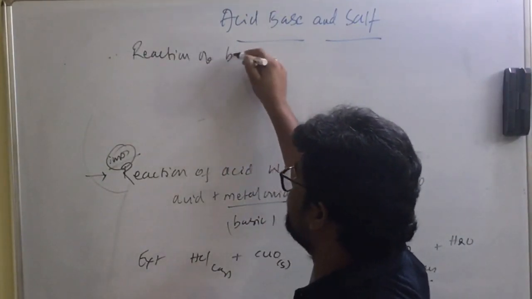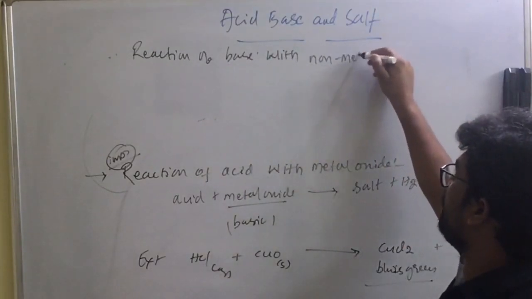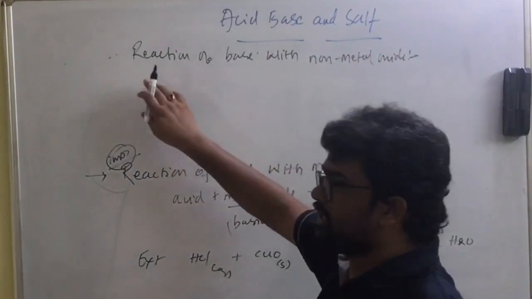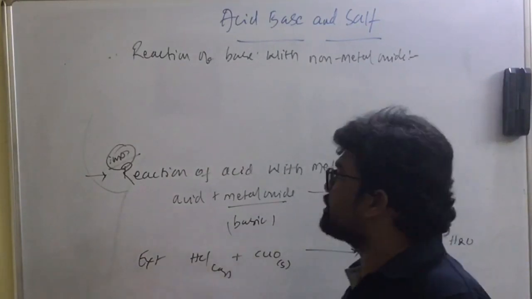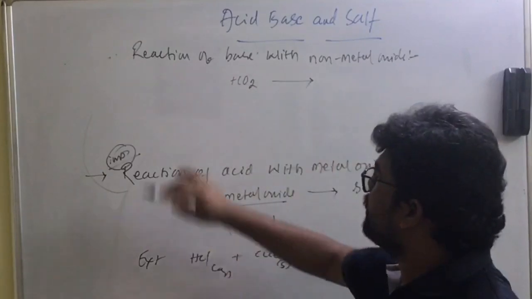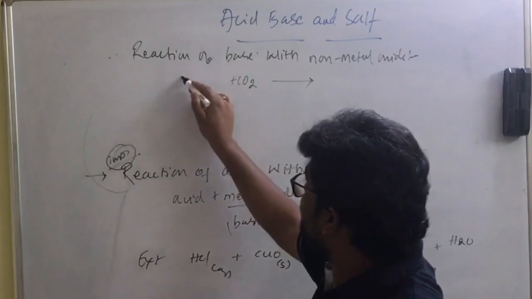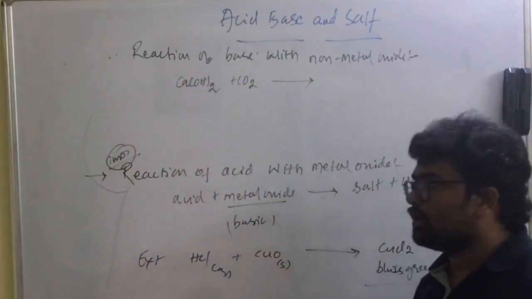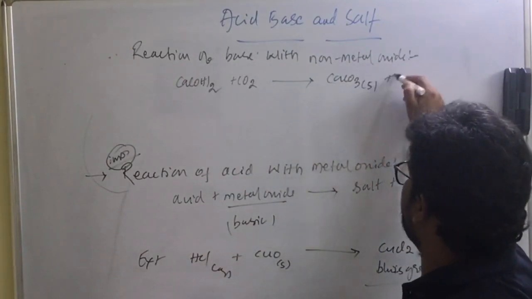Reaction of base with non-metal oxides. Here we have studied a similar reaction in the activity where acid reacts with carbonates. So here I'll take a non-metal oxide, carbon dioxide. When it reacts with a base, I'll take Ca(OH)2, calcium hydroxide, what will happen? We'll get a salt, CaCO3, plus water.